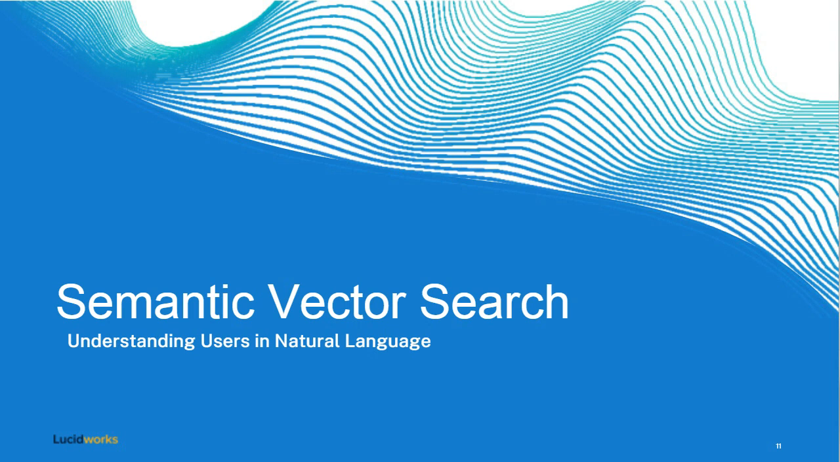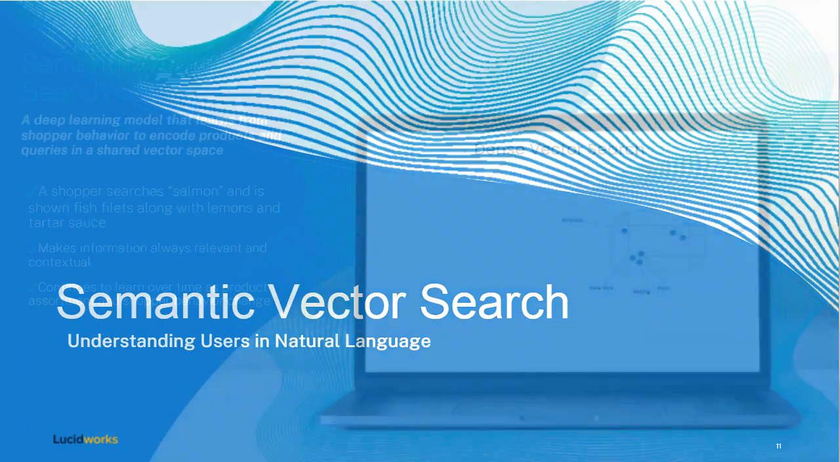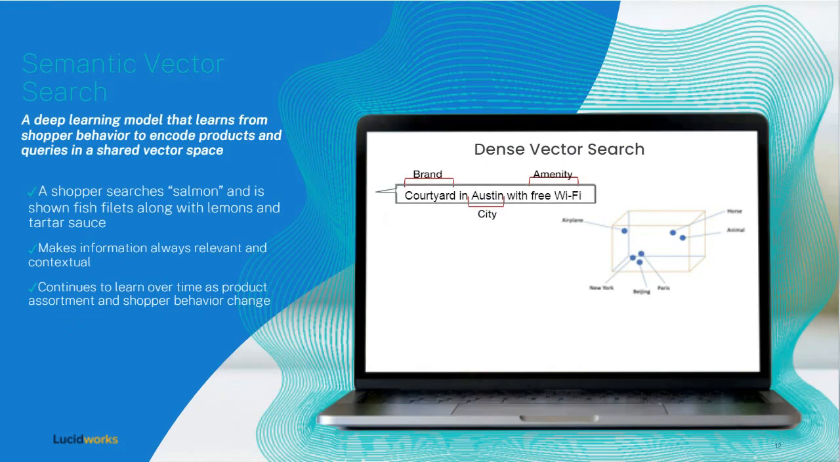However, at LucidWorks, we have chosen to utilize a deep learning model which produces what we call dense vector representation of words to solve the problem of understanding users, i.e. semantic vector search. So how does this all work? I've just thrown a lot of terms out there. Why is it beneficial?